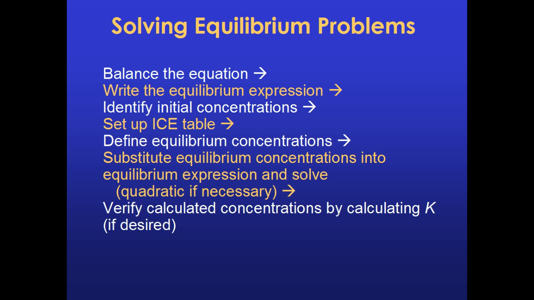We always want to make sure we start with a balanced equation, that we write out our equilibrium expression, identify any initial concentrations, get that ICE table set up, determine what our equilibrium concentrations should be, and then we will solve for them. And you can always verify your calculations by substituting them back into the K value expression and comparing it to the K that was given.